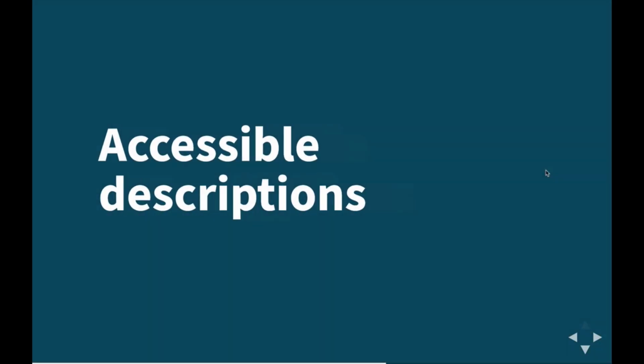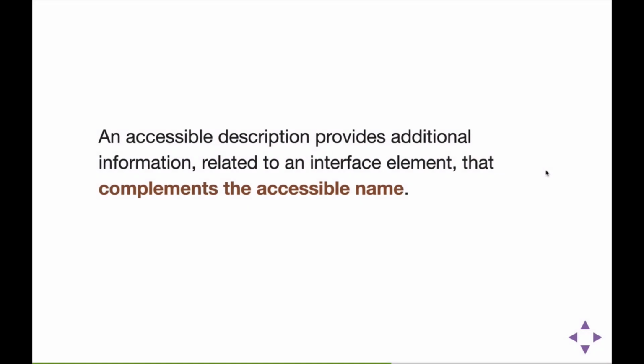Let's now have a look at accessible descriptions. An accessible description provides additional information on top of the accessible name that relates to the user interface thing, and it's designed to complement the accessible name. Now, this accessible description may or may not be presented visually on screen. And just like accessible names, accessible descriptions have to be defined as text strings. Let's now go into a quick exercise on accessible descriptions in action.